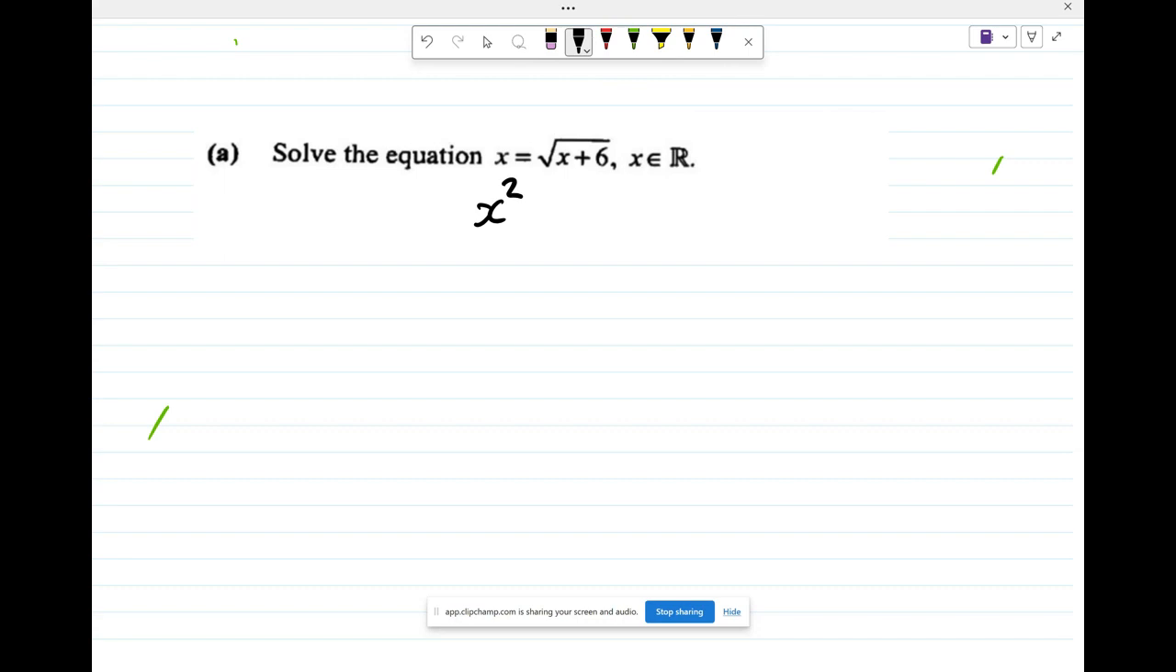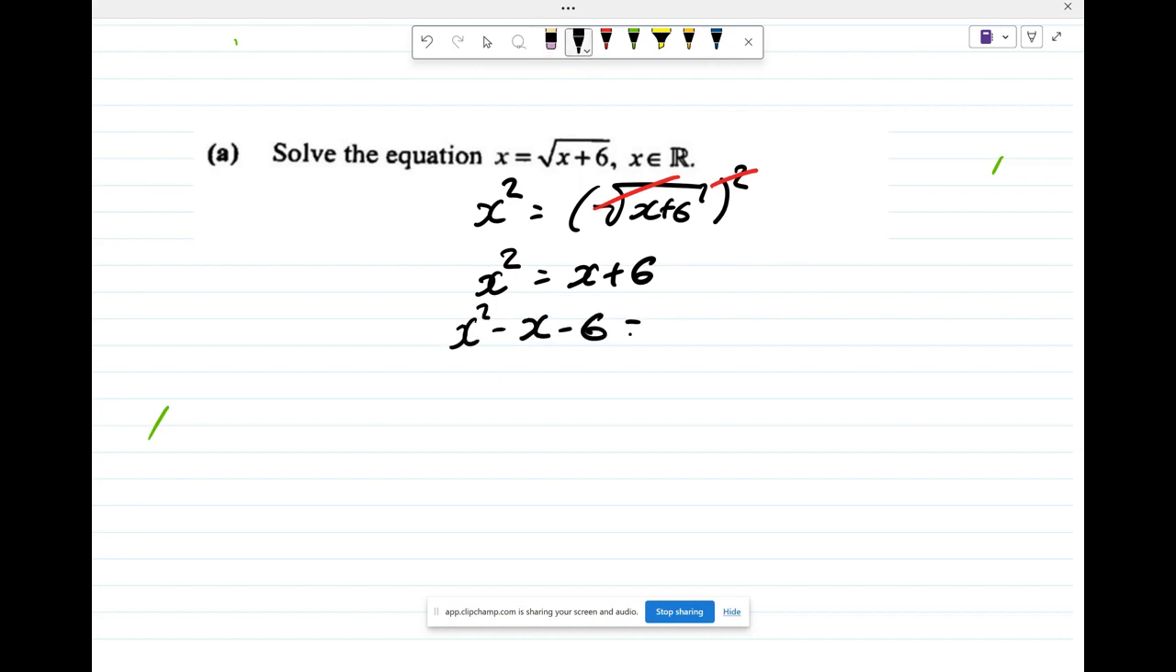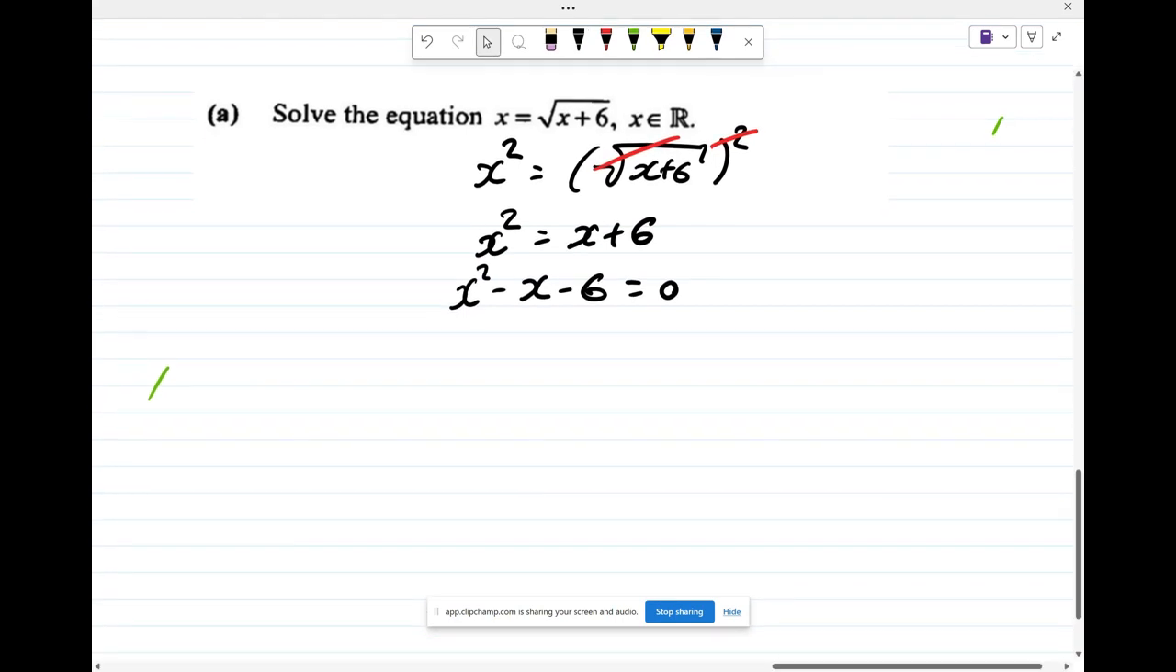So we're going to have x squared on that side, and we're going to have root x plus 6 squared. And you know that that's just the opposite of squaring, so we're left with x squared equals x plus 6. Now we can bring everything to one side, so that's x squared minus x minus 6 equal to 0, and we're going to factorize.